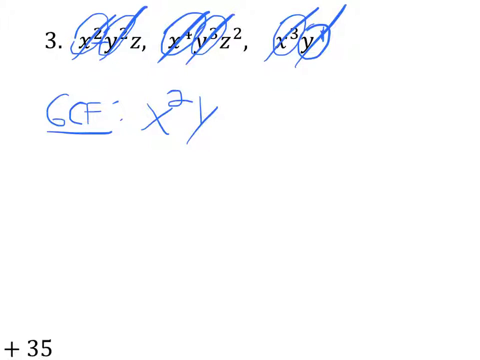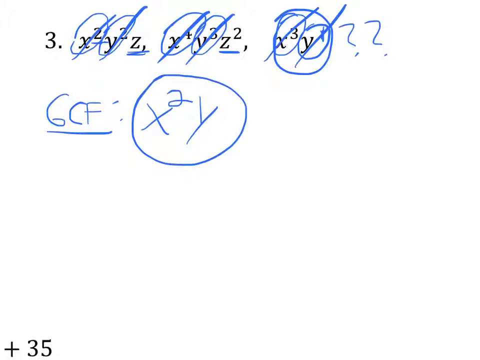Now, you might think we have to put Z in the GCF, but remember C stands for common. This has a Z, this has a Z, but there's no Z right there, so I'll put a question mark. The Z is not going to be in the greatest common factor because that last term, X cubed Y, has no Z there. So I can disregard it. So this is my GCF: X squared Y.